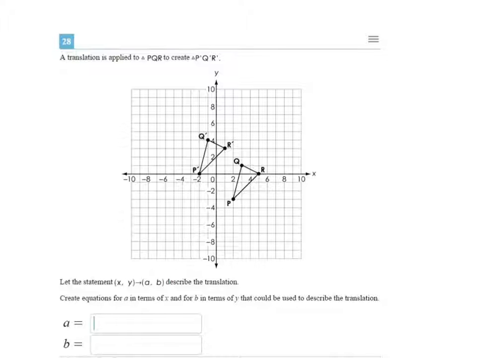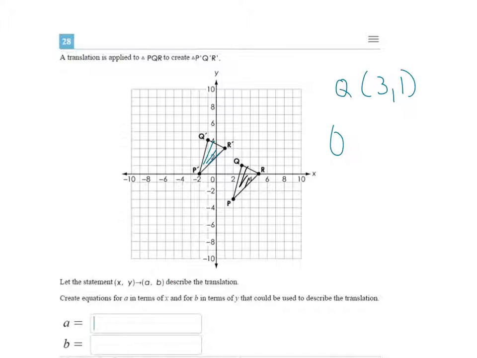Okay, a translation, so a movement, is applied to triangle PQR to get triangle P prime, Q prime, R prime. So we're taking this guy and we're moving him to get this guy. Let the statement X and Y go to points A and B. So I want to create equations for A in terms of X and for B in terms of Y that could be used to describe the translation. Okay? So we have this point Q. Q appears to be (3, 1).